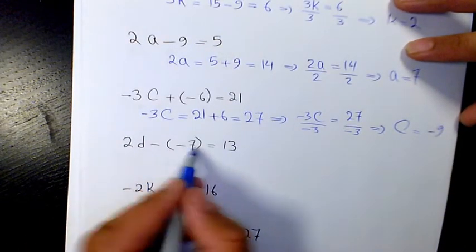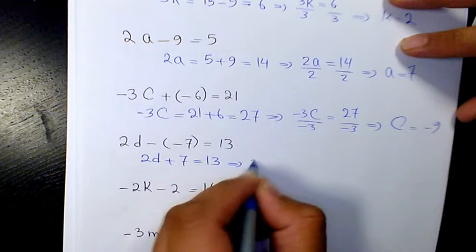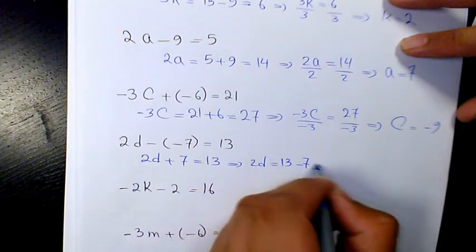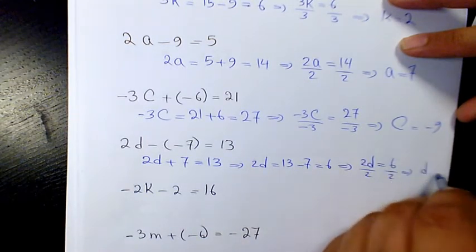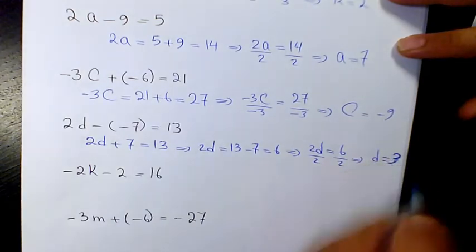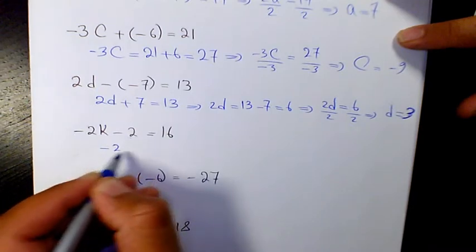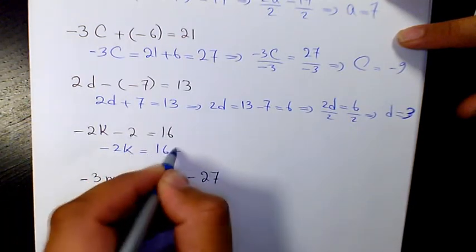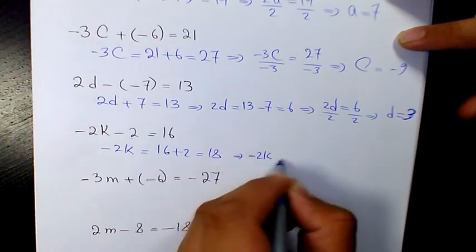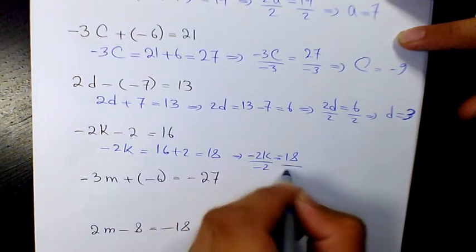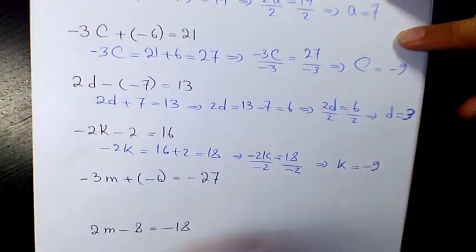2d minus negative 7 equals 13. So 2d plus 7 equals 13. So 2d equals 13 minus 7, which is 6. So 2d equals 6. You need to divide both sides by 2. So d will be equal to 3. Negative 2k minus 2 equals 16. So I need to move and keep negative 2k on the left hand side. And we have 16 plus 2. 16 plus 2 is going to be 18. Negative 2k equals 18. So I need to divide both sides by negative 2. Negative 2k divided by negative 2 is going to be k. 18 divided by negative 2 is going to be negative 9.